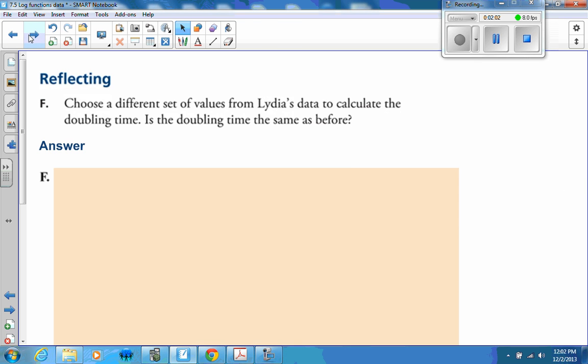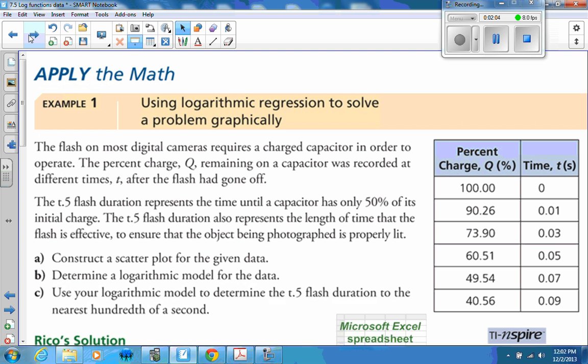So let's go to example 1 so you can follow along. So that's on page 489 of your textbook. So the flash on most digital cameras requires a charged capacitor in order to operate. The percent charge, big Q, remaining on the capacitor was recorded at different times t after the flash has gone off. Okay, so the percent charge to the time it has gone off.